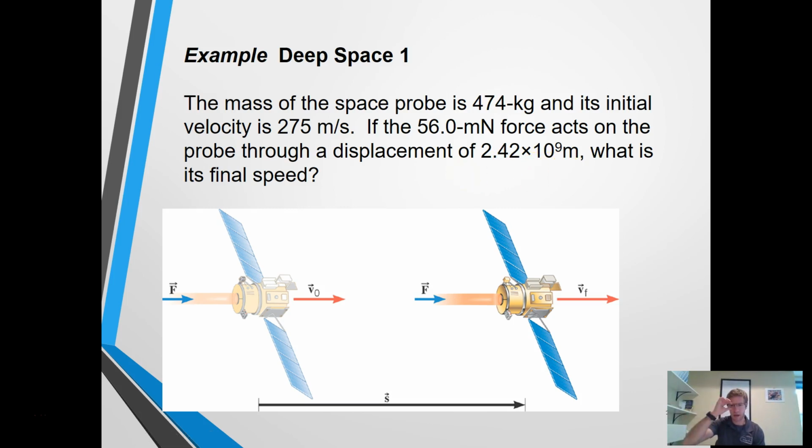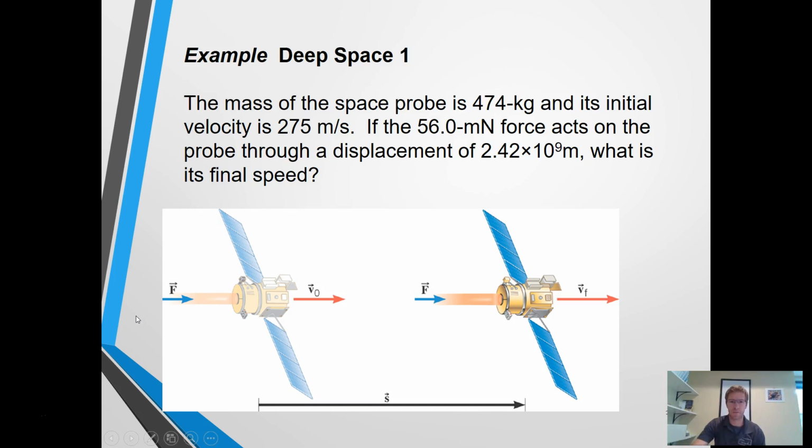Thinking back to chapter 6, maybe we're trying to adjust the orbit of this satellite. We're trying to have it orbit at a different distance away from the Earth, so we're changing its speed to give it a different distance. So I want you to try to solve this problem. Go ahead, pause the video, and give it a go.